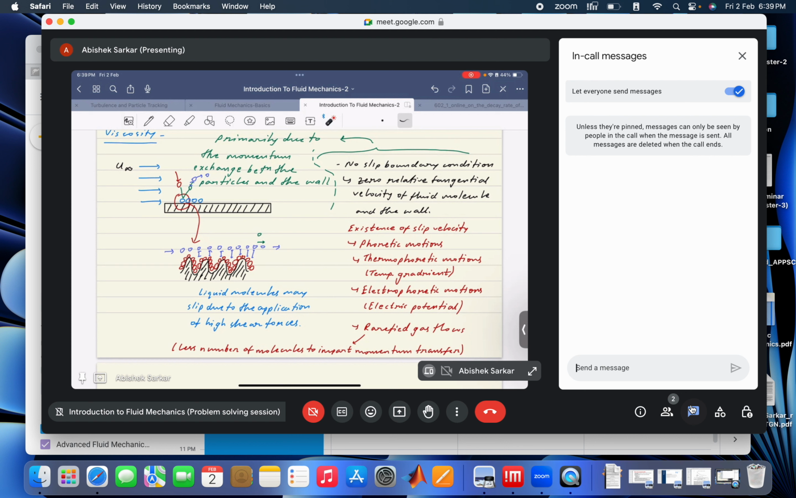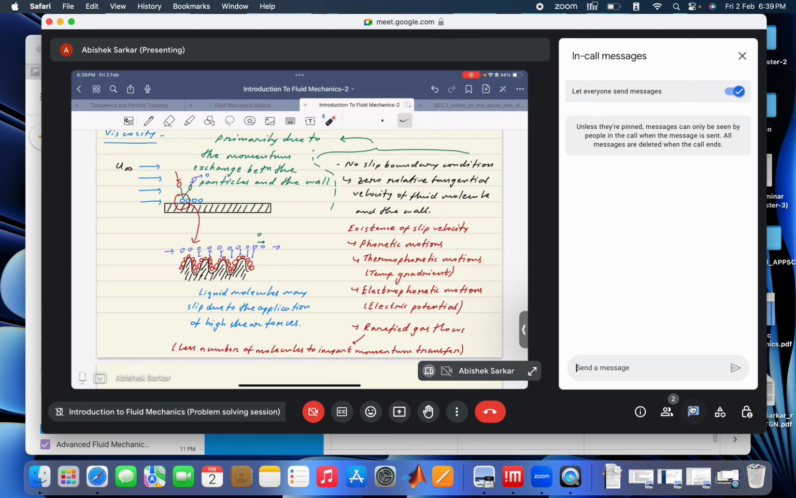Ideally, you can consider that these molecules have the same or similar momentum as the surface of the wall. Since the wall is at rest, the molecules colliding with the surface can also be considered to be at rest, because they are imparting that momentum to the other molecules. That's why the no slip boundary condition is acceptable for both liquids and gases.